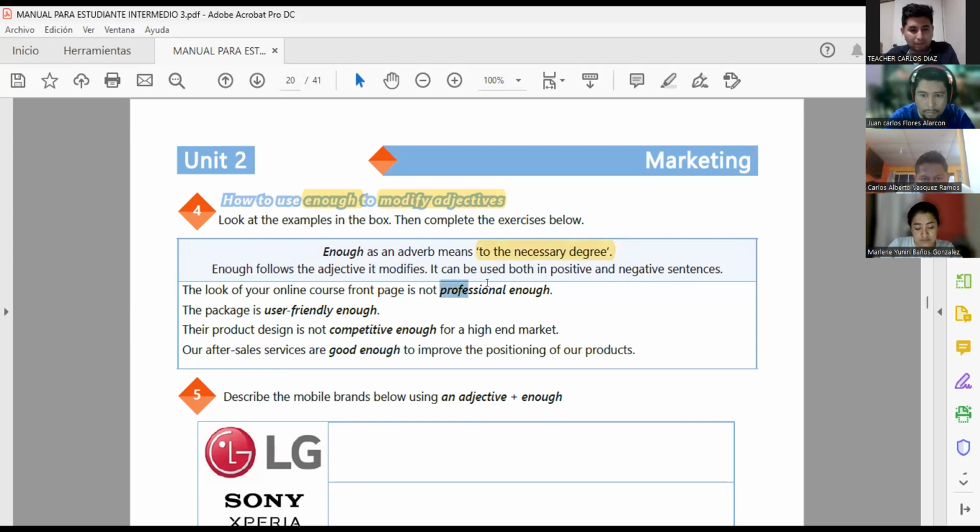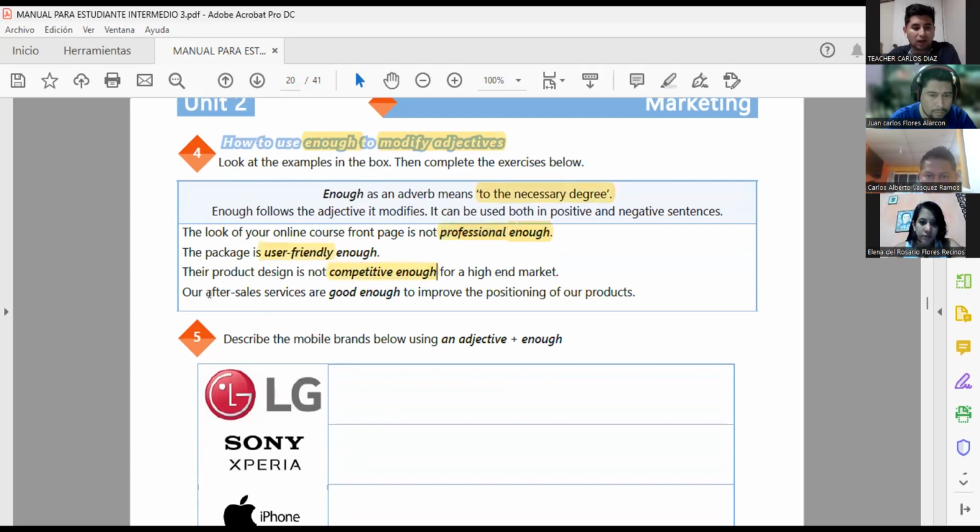Example, professional. What is it? Enough. The look of your online course front page, la carátula, is not professional enough. The package is user friendly enough. If you see this, what is it? It's an adjective. What is the other one? Competitive enough. The product design is not competitive enough for a high-end market.